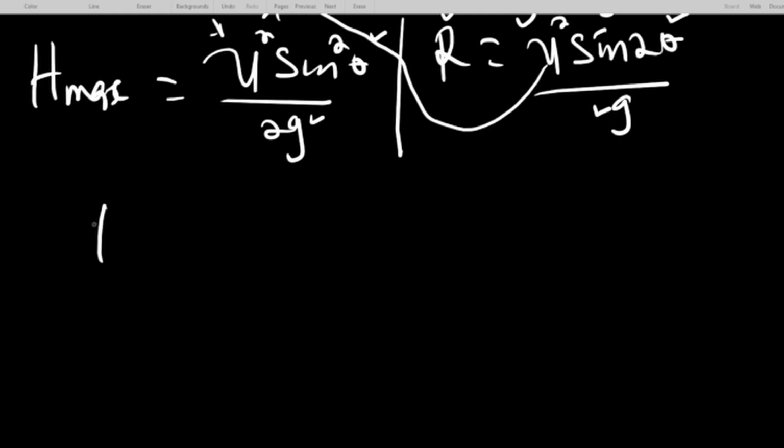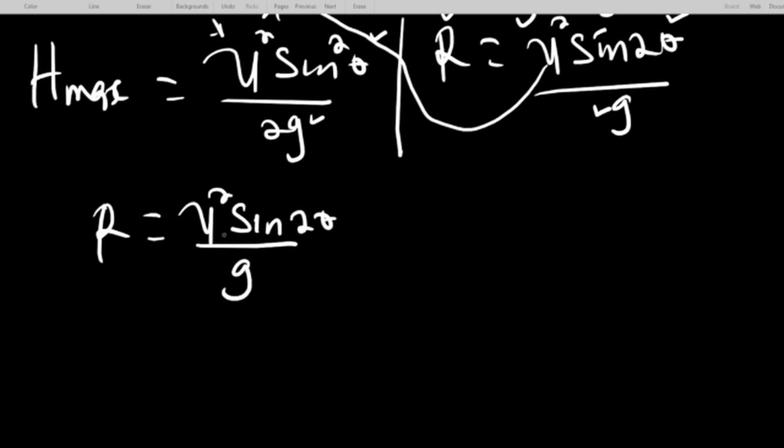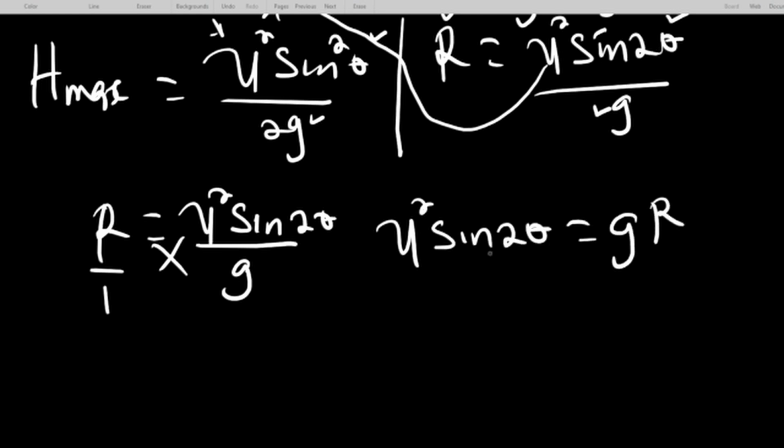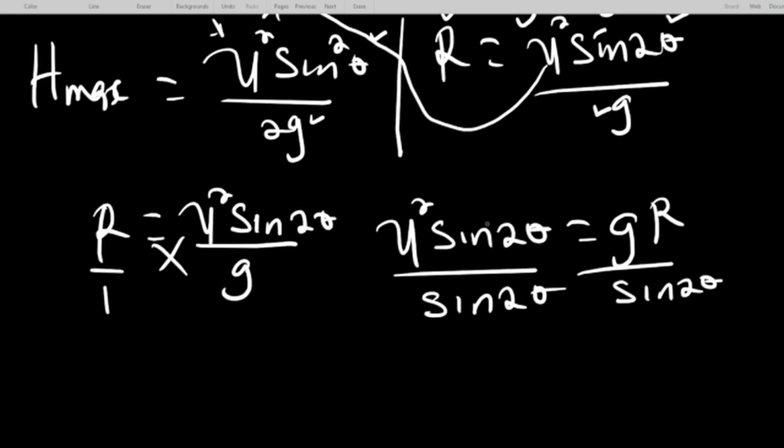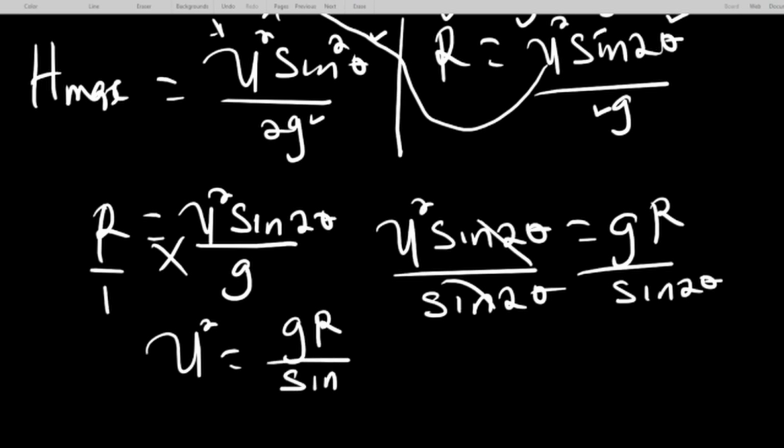Here we have that the range is equal to u squared sine 2 theta all over g. So I'm going to cross multiply to solve for u squared. When I cross multiply, I have u squared sine 2 theta is equal to gr. Now we divide both sides by sine 2 theta, so they cancel out. We now have that u squared is equal to gr over sine 2 theta.